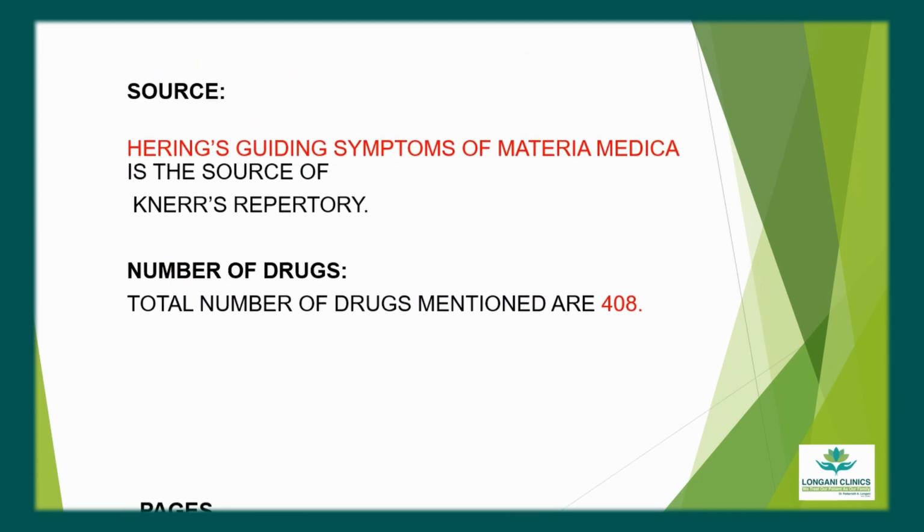Source: Hering's Guiding Symptoms of Materia Medica is the source of Nair's repertory. Number of drugs: the total number of drugs mentioned is 408. Pages: the total number of pages is 1232.